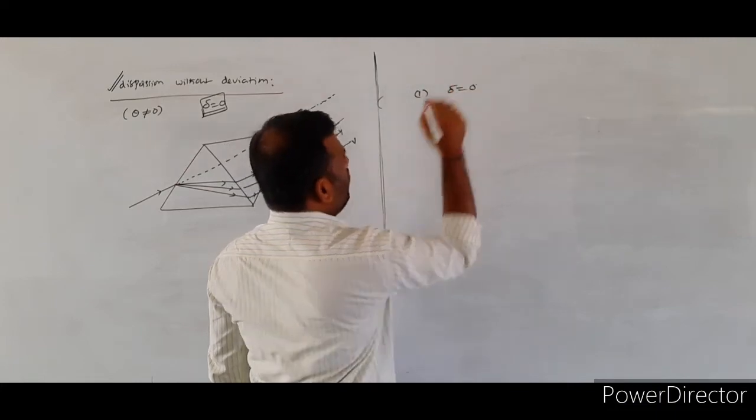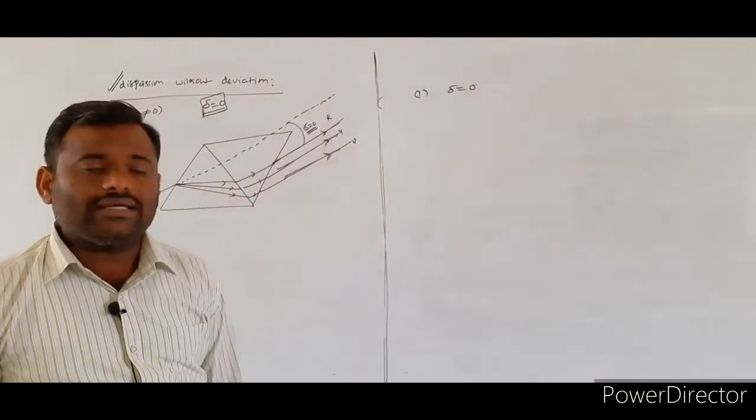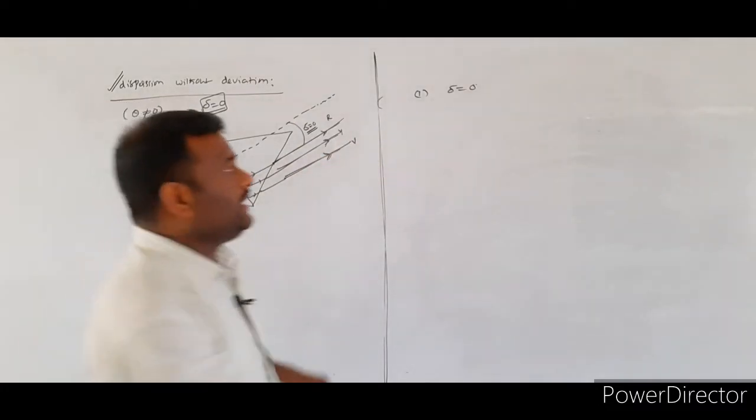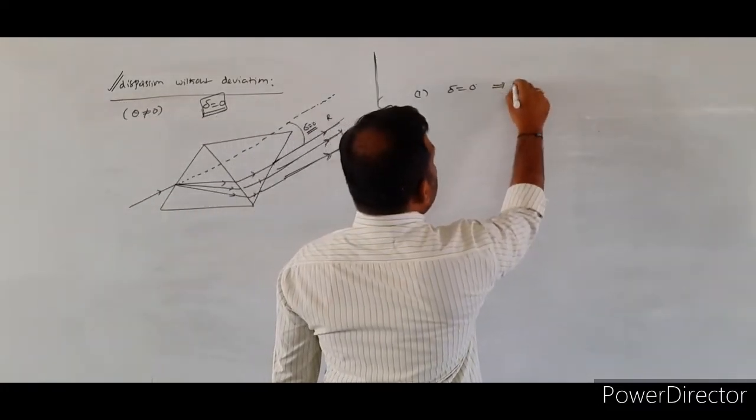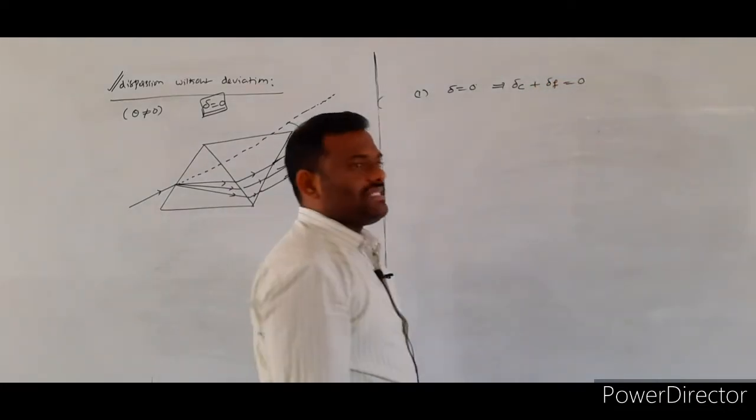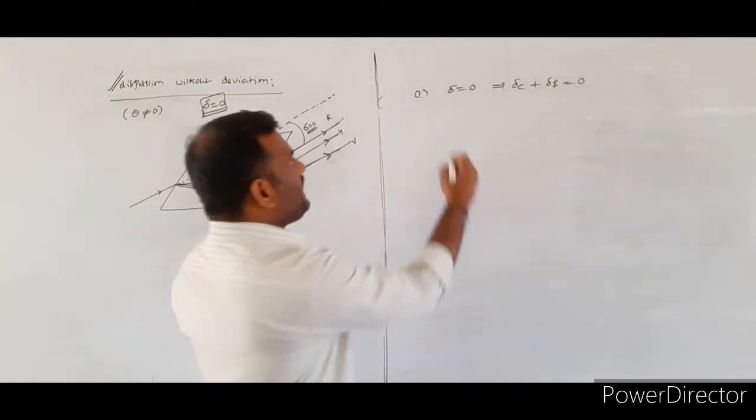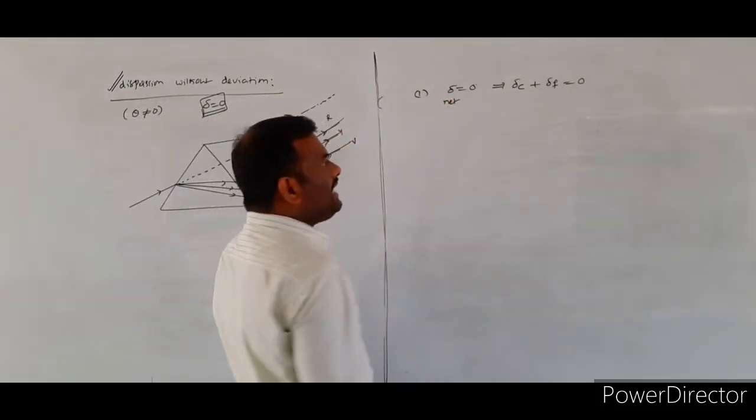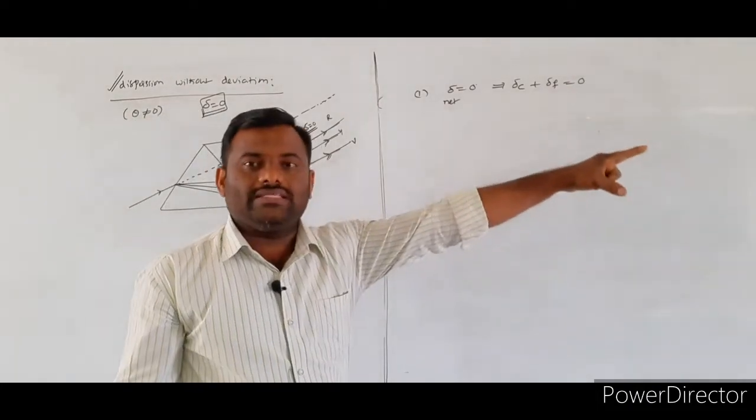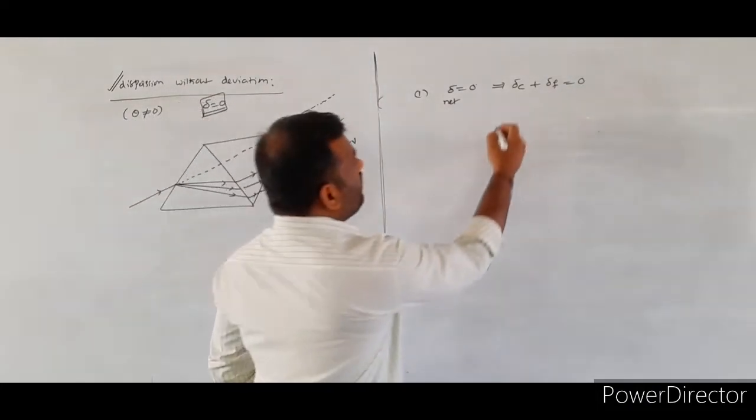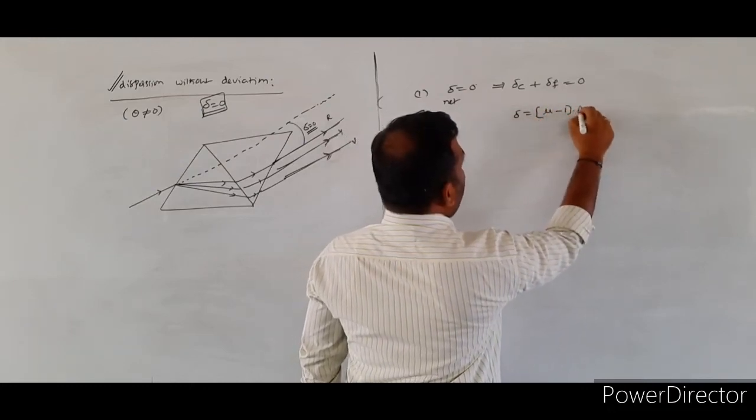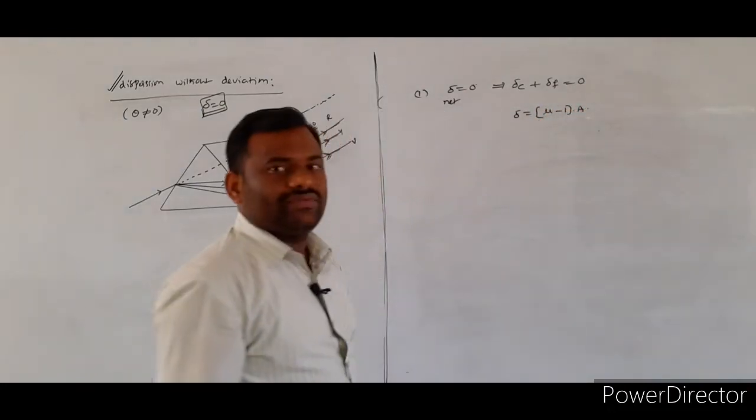First we will consider delta value is equal to 0. If total deviation value is equal to 0 means what? The sum of the deviations produced by the crown glass as well as the flint glass is equal to 0. If the net deviation is equal to 0 means what? Total deviation produced by the crown glass as well as the flint glass is equal to 0. Already you know the formula for the angle of deviation. What is the formula for the angle of deviation? Mu minus 1 into A.